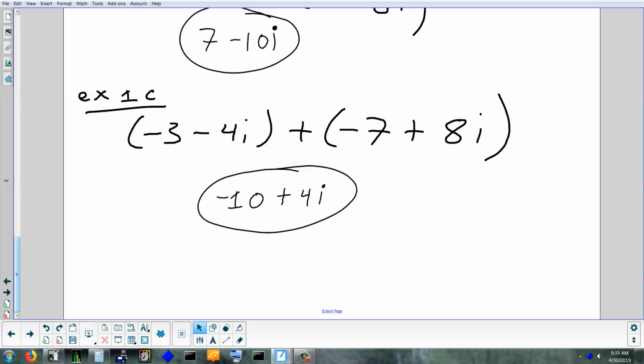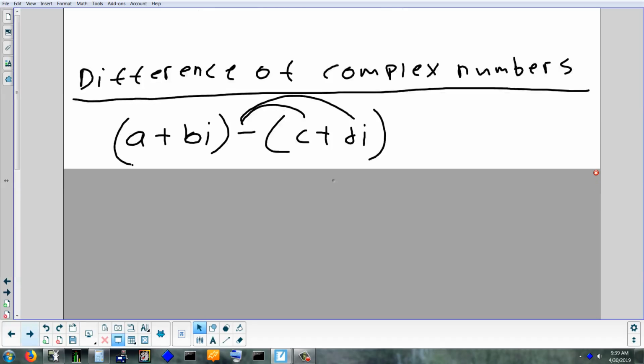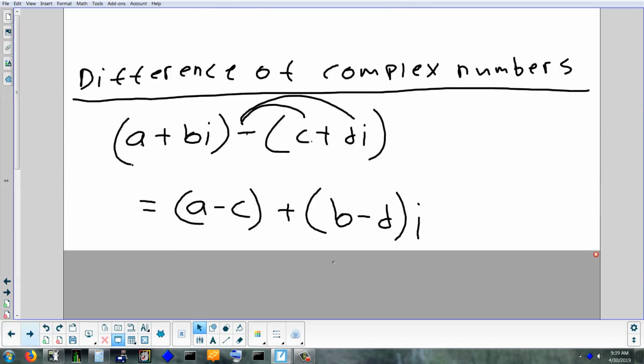Addition and subtraction it's pretty much the same thing. Just you either add or subtract. So when you subtract, think of this negative as being distributed. So when you combine these together with subtraction, you're going to do A minus C. That's the first thing we do. A minus C. And the second thing, B minus D. What some people forget is to subtract both. So subtract the reals, then subtract the imaginaries. A minus C plus, and then do B minus D.